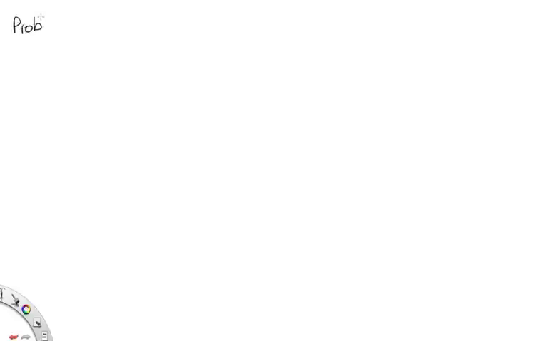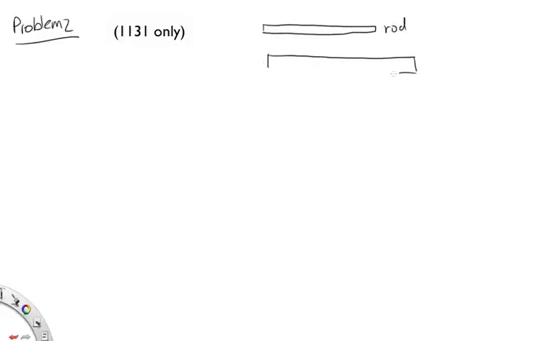Problem 2. This is for 1131 students only. In this problem, we measure the length of a rod with a steel ruler. It's got markings on here, marking off the centimeters. And this ruler is made of steel. The linear coefficient of expansion for steel is given by 1.1 times 10 to the minus 5 per degree C.